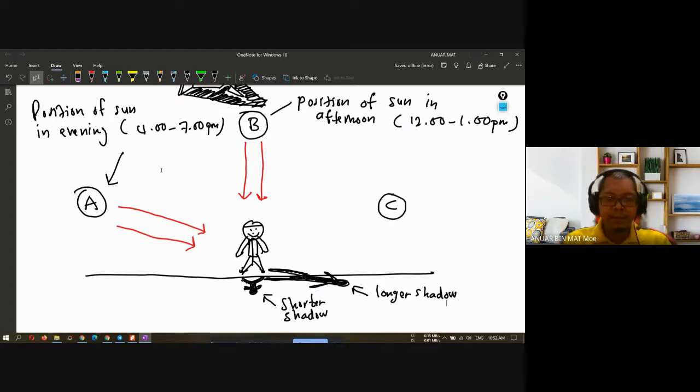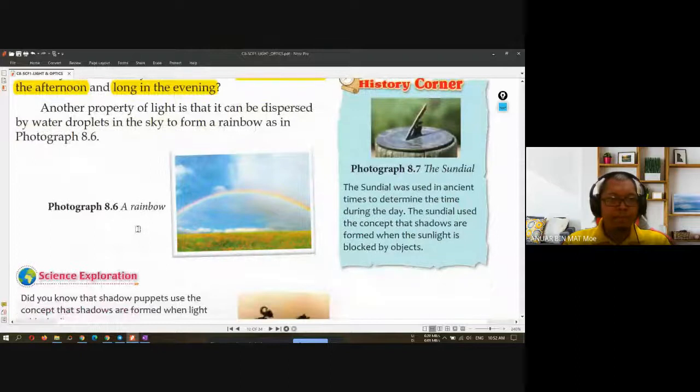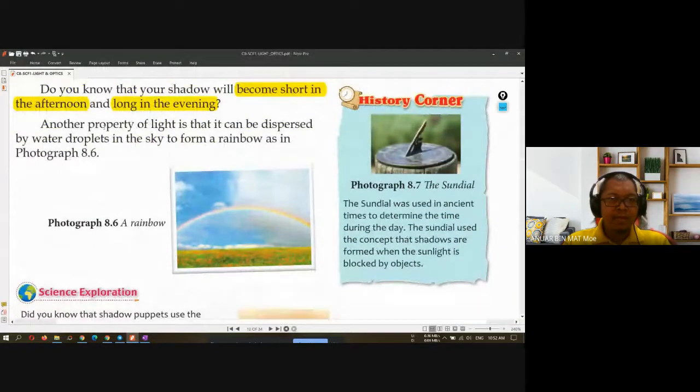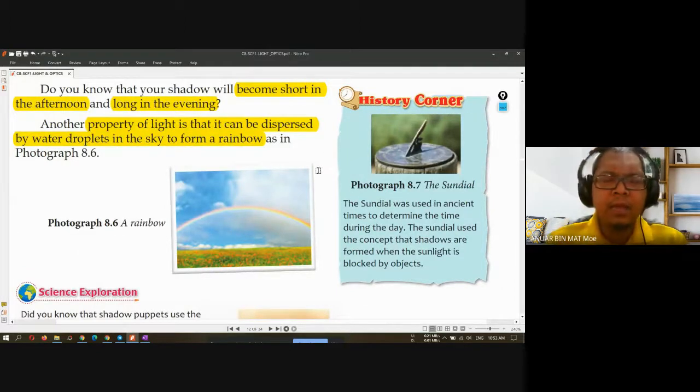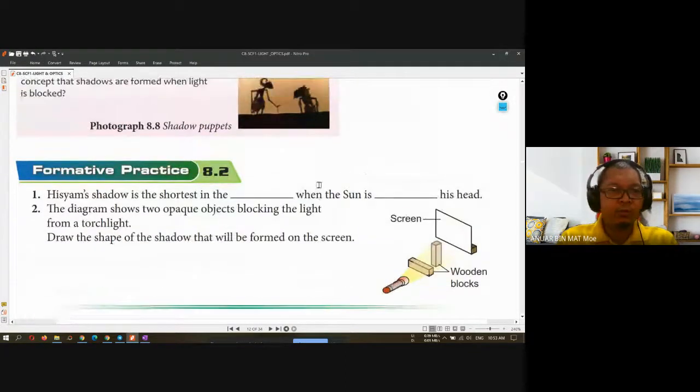Okay, class. Next one. Another property of light is that it can disperse by water droplets to form a rainbow. We will be learning about this in the next topic, the formation of the rainbow. Also, I ask you to do formative practice 8.2. I hope you already finished it, and then your workbook page 74. Okay, class.